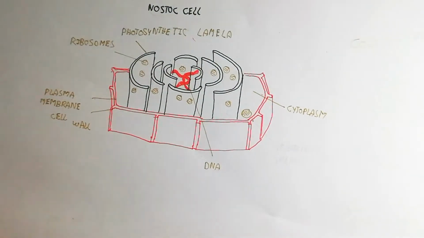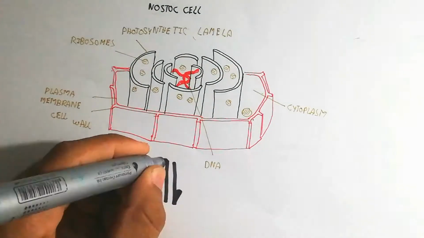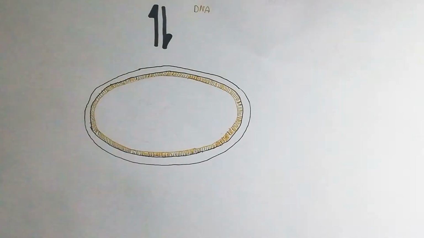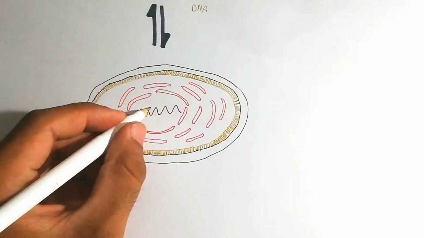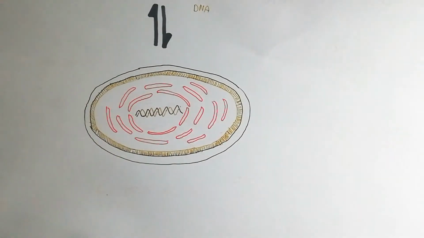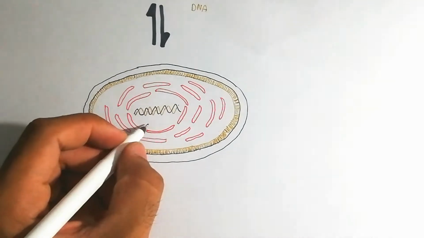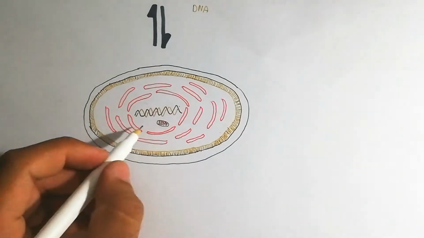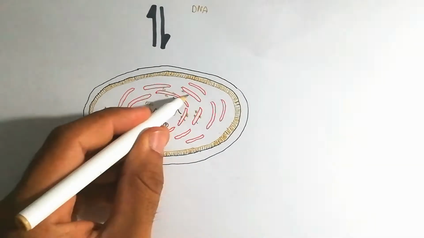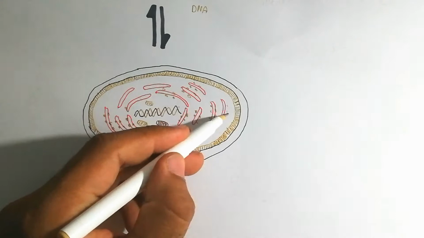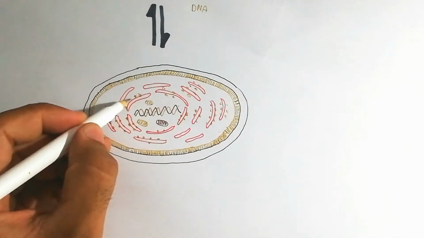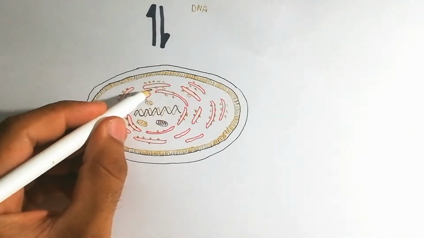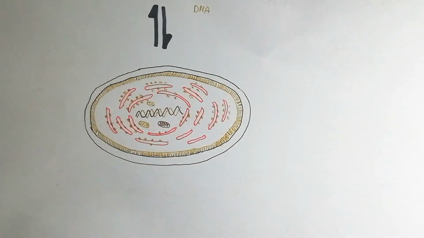Further, we will discuss the whole structure of the cell. Here is the structure of the cell, where the DNA, the genomic material, is present at the center without a nucleus. The plasma membrane is present, and it contains phospholipids. Lipid droplets are present here, and these lipid droplets are used for the plasma membrane.